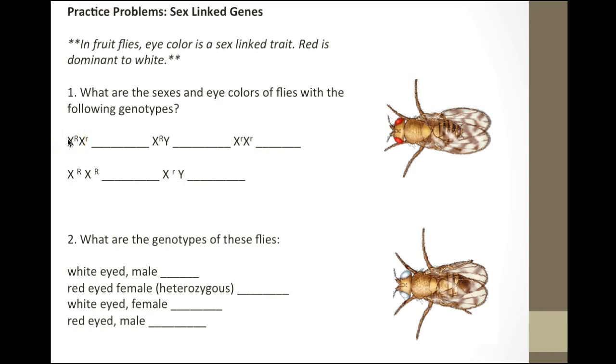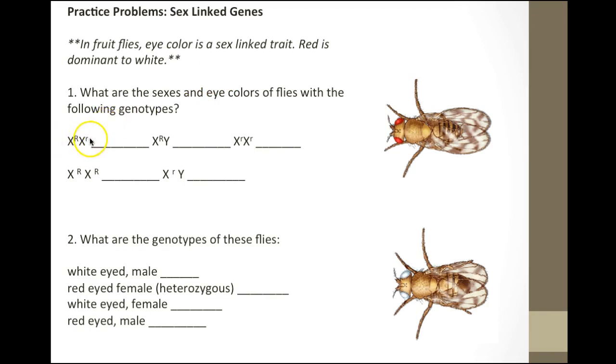So you have to figure out two things. You have to figure out the sex or the gender. So you find that out by looking at the X's or the Y's. If it's two X's, it's female. If it's an X and Y, it's a male. And the second piece of information you have to figure out is what is the eye color.